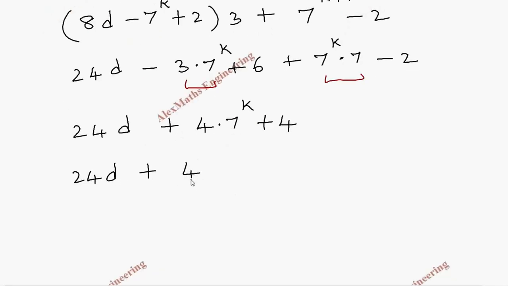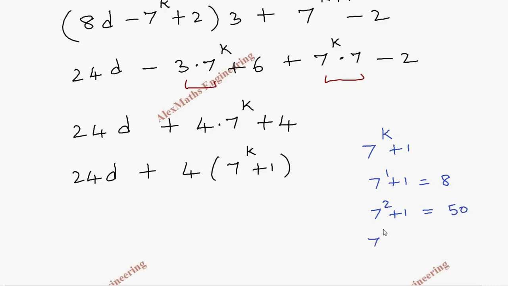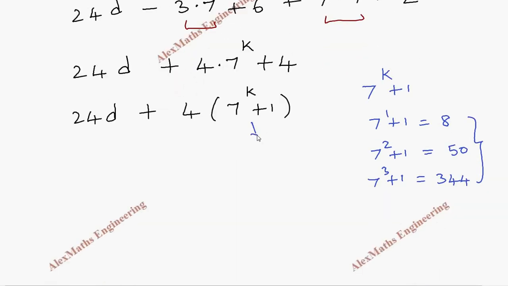We can take 24d as it is, 4 common, we have 7^k + 1, and in this 7^k + 1, we are going to take k as 1, so 7^1 + 1, we get 8. Now 7^2 + 1, which is 49 + 1, 50, and 7^3 + 1, which is 343 + 1, which is 344. So everywhere we find it's a multiple of 2. So this entire term is a multiple of 2, which can be written as 2 times some constant.